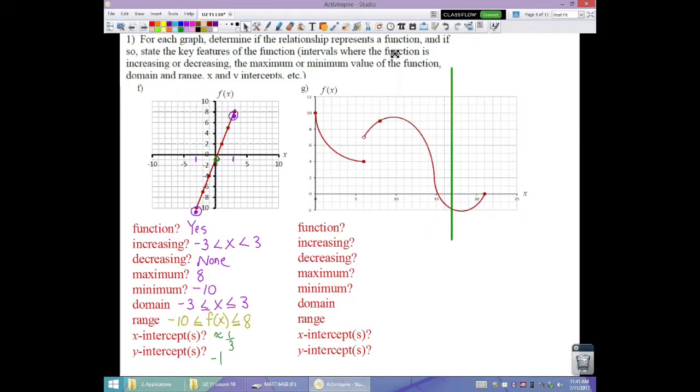Yep. Okay. So we never do hit 2 points of that graph at the same time. This is a function.